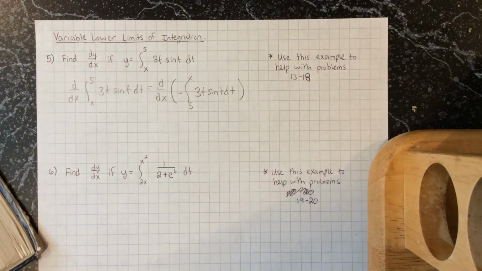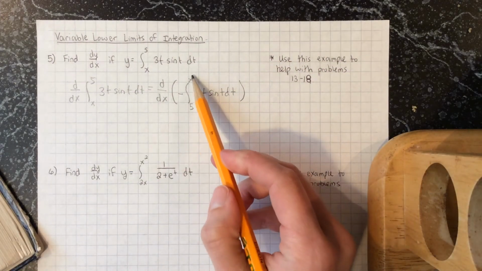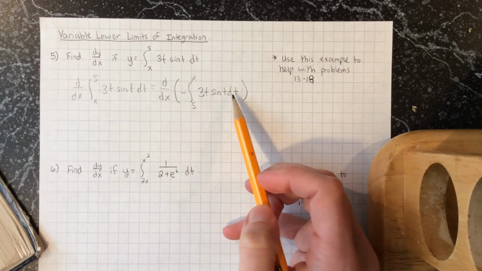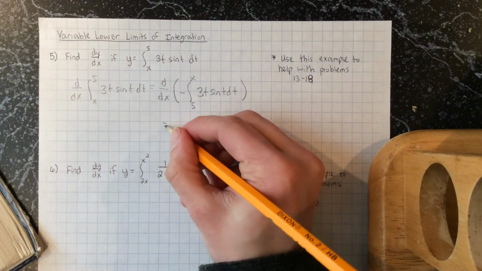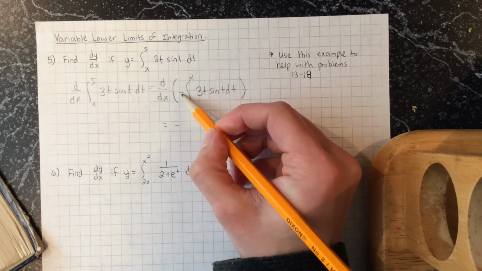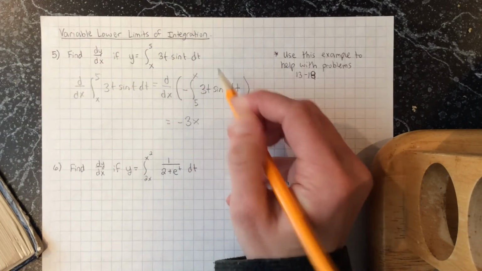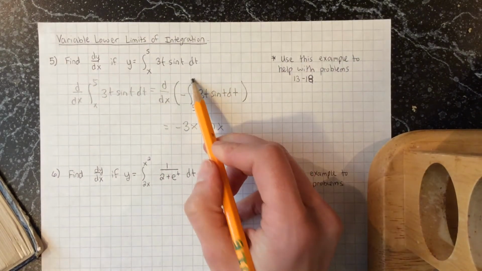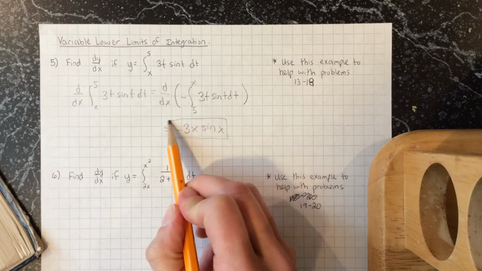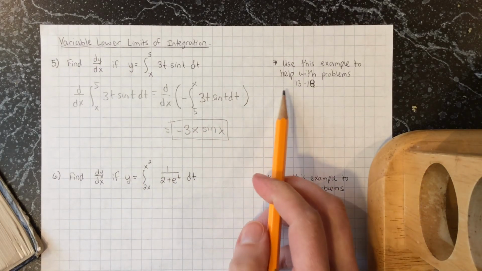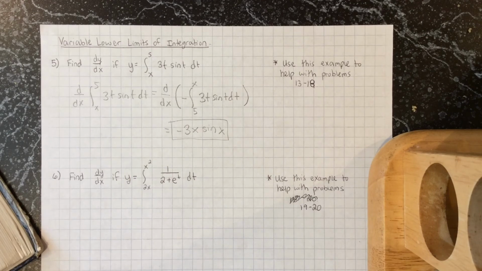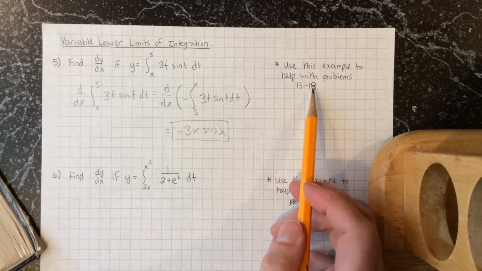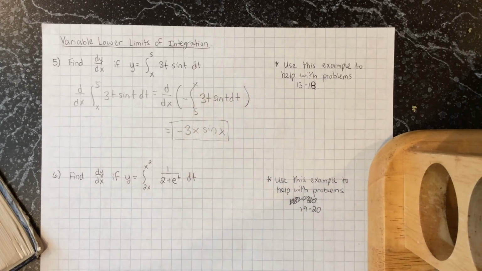And now I'm able to apply the first fundamental theorem of calculus, where I just substitute this upper bound in for t. So this becomes negative, there's our negative, 3x, because x went in for t, of sine x, the x went in for t there again. This will help you with problems 13 through 18, if you want to try those. And some of the later problems here, you'll have to switch the bounds and then apply the chain rule like you saw in the previous example.